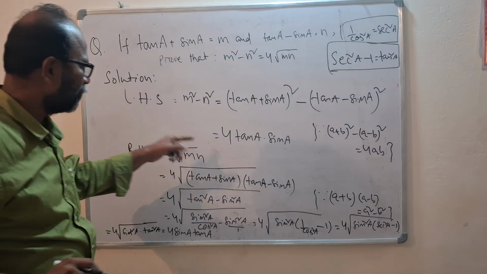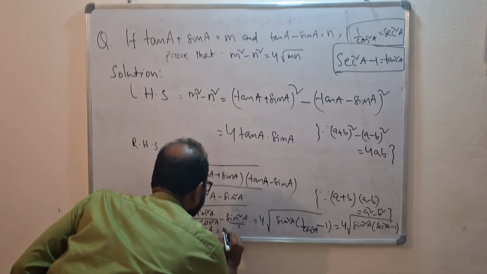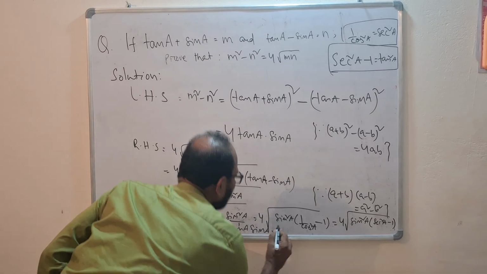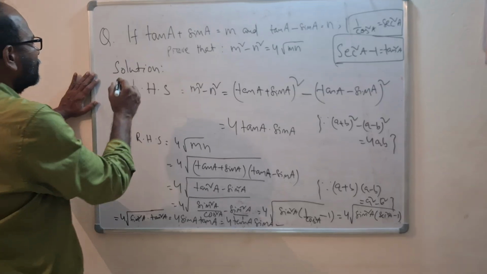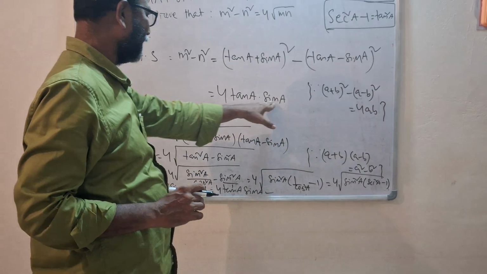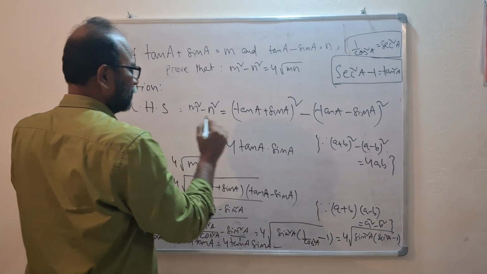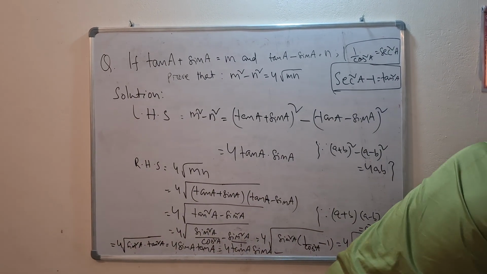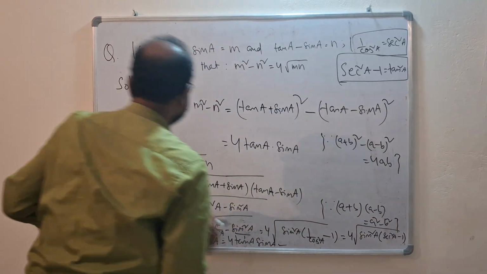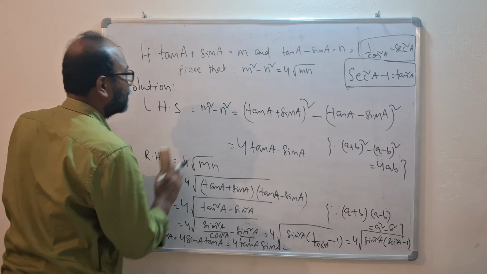So LHS is 4 tan A into sin A. RHS is equal to 4 sin A into tan A, or you can write it as 4 tan A into sin A. So LHS is equal to RHS. It is proved. LHS is 4 tan A sin A, RHS is 4 tan A into sin A. So it is proved.